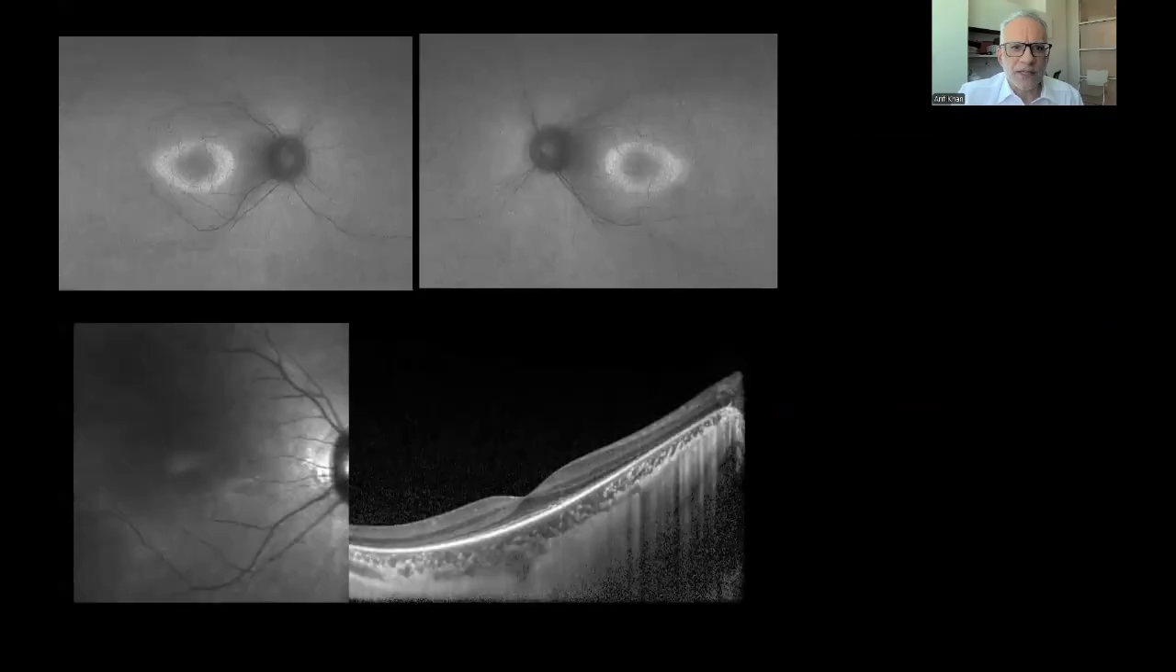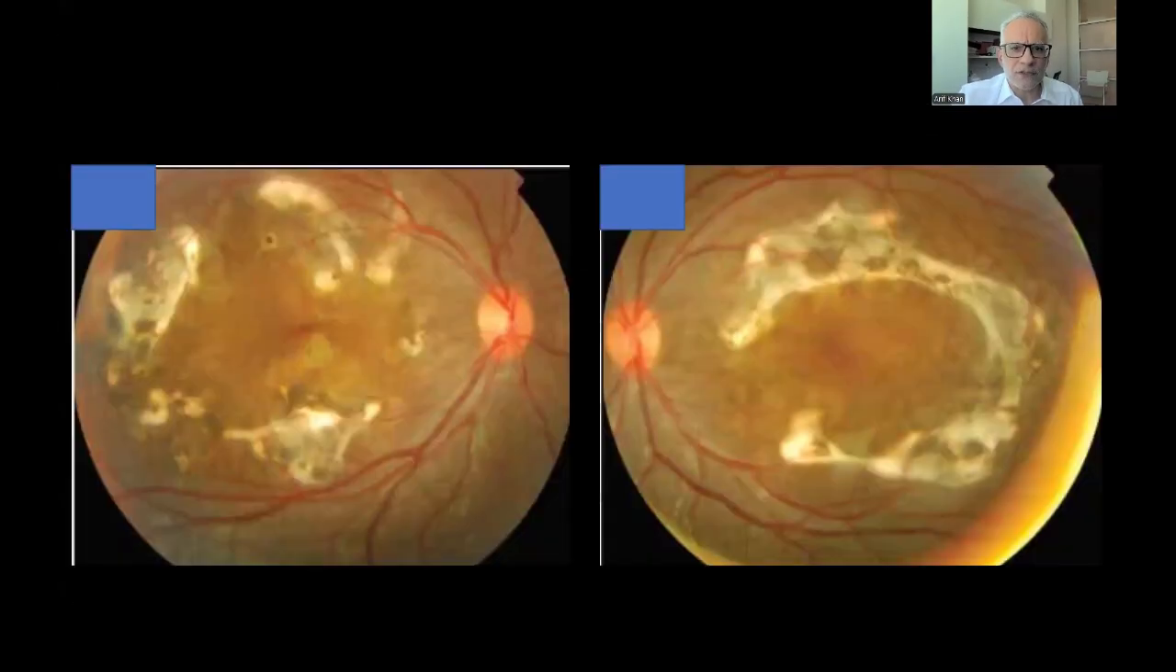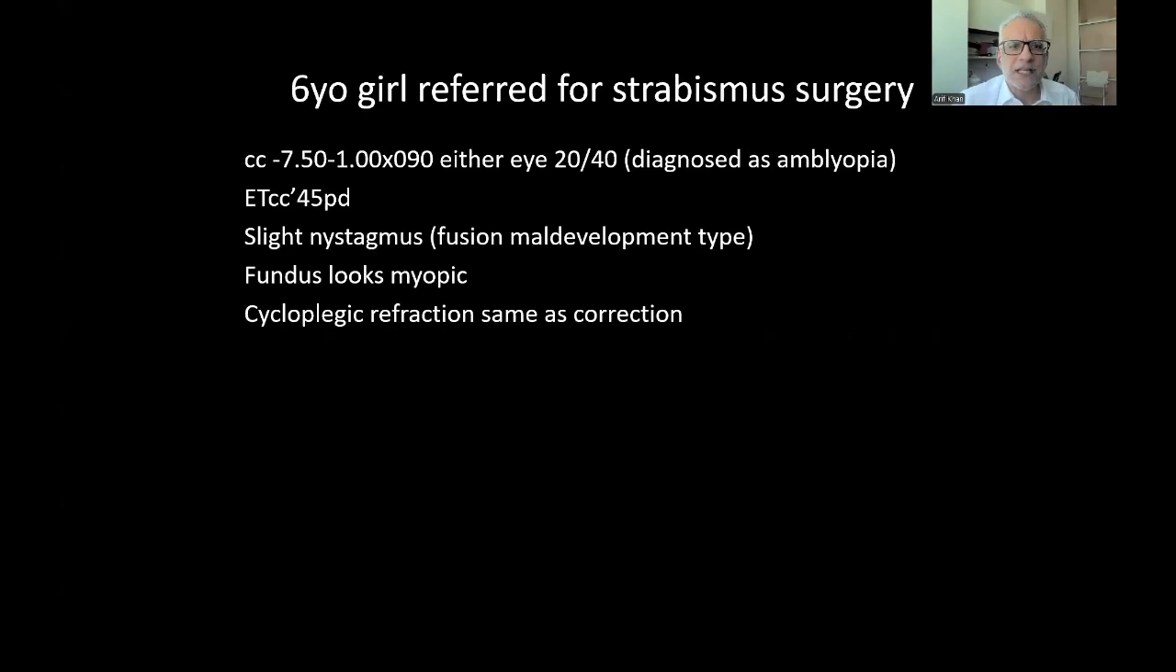Sometimes IRDs are not recognized. I think I will close with this patient here because of time. It's a 6-year-old girl referred for strabismus surgery. She wasn't actually referred because of IRD. She was referred for strabismus surgery, but she didn't correct to 20/20. The fundus looks myopic. She has slight nystagmus, was seen by a retina specialist and told that the retina is normal. Why did the mother see a retina specialist? Because the child has poor night vision.